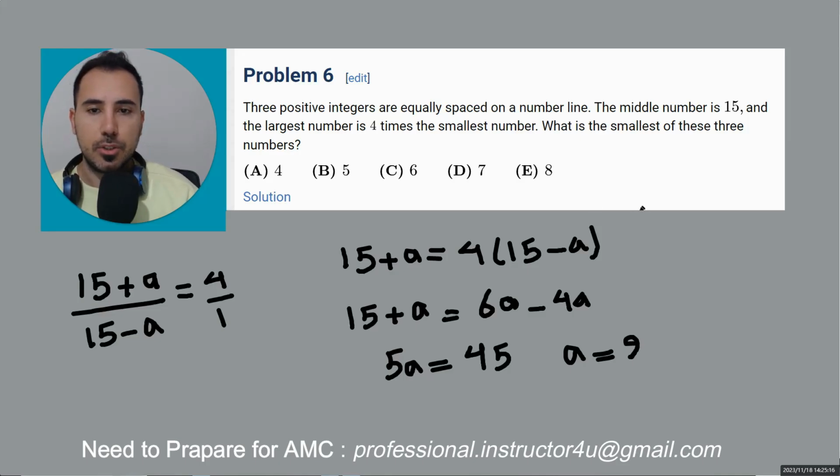So now what does the question want? What is the smallest number? Remember, the smallest number was 15 minus A. A turns out to be 9. So 15 minus 9 is 6. So C is the right answer.